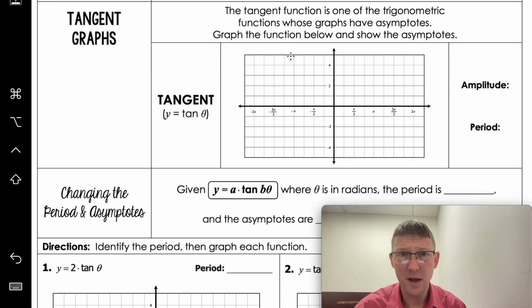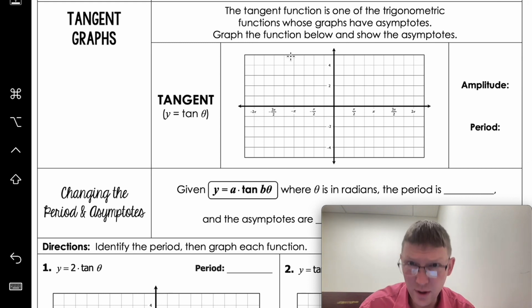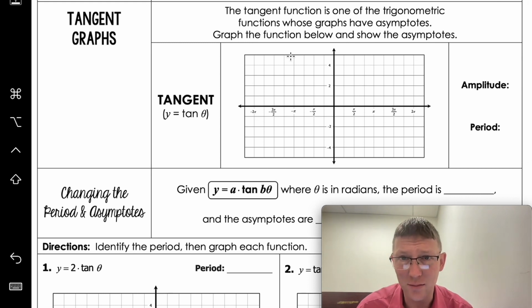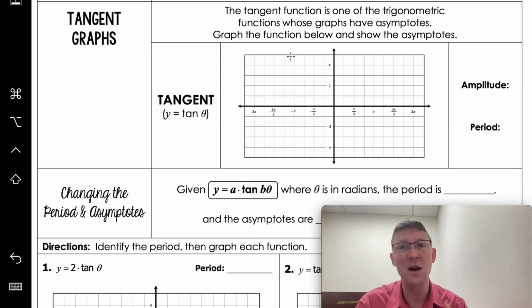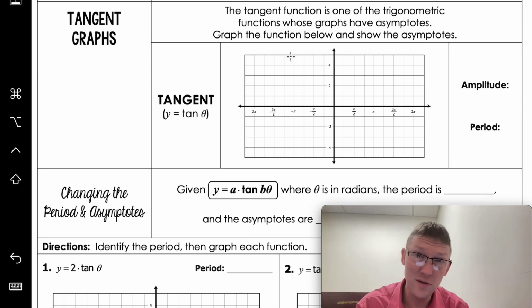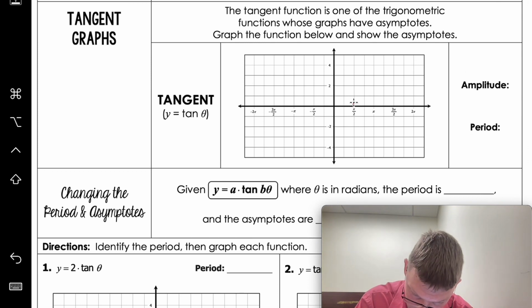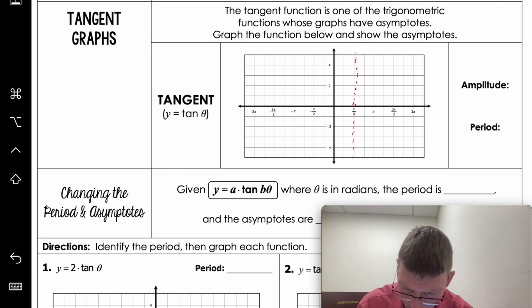So tangents get to be a little weird because they're the only ones with asymptotes. You can check this on the calculator: if you've ever gotten a tangent of something and it's undefined or error, that's because you found an asymptote. So our parent function has an asymptote at pi over 2, and then has another one at negative pi over 2.